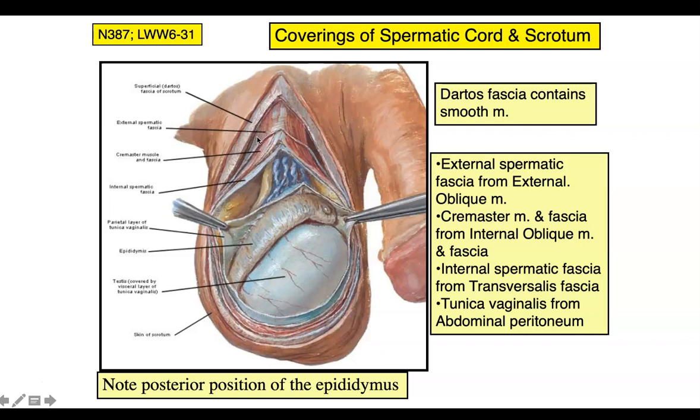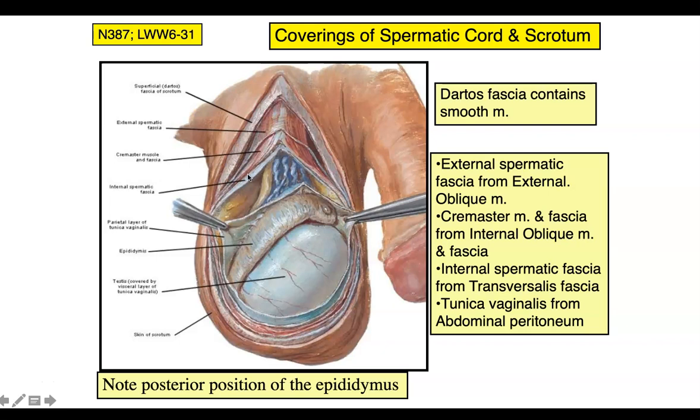The external spermatic fascia is continuous over the spermatic cord also, and this fascia is coming down from the external oblique muscle. So from the external oblique muscle, the external spermatic fascia covers the spermatic cord, and also it encloses the testis and epididymis. And then the cremaster muscle and cremasteric fascia. The cremaster muscle and the cremaster fascia are continuous with the internal oblique muscle of the anterior abdominal wall.